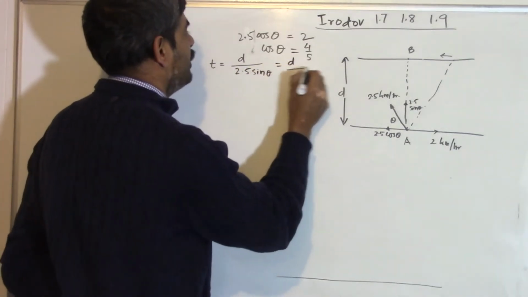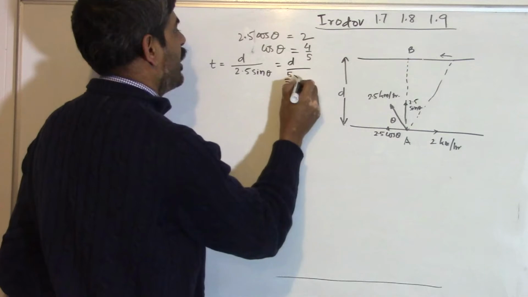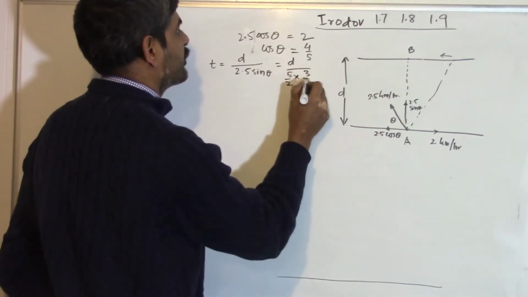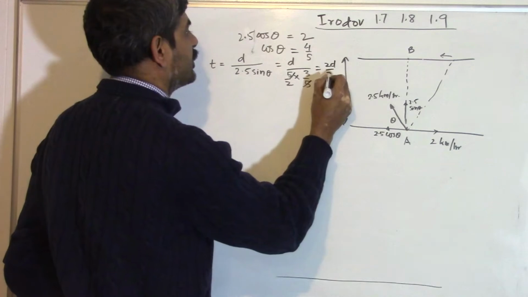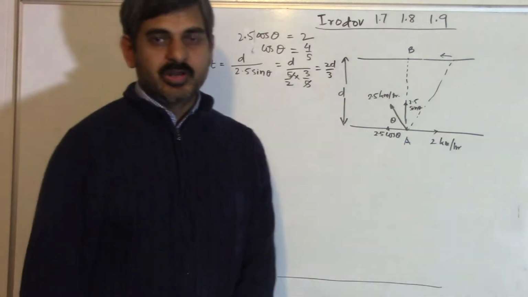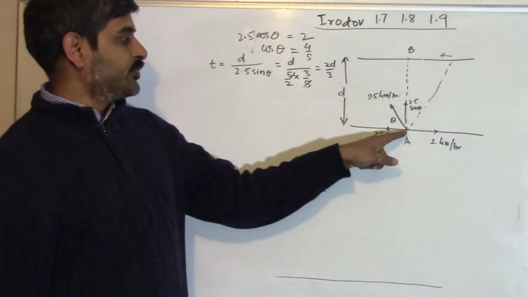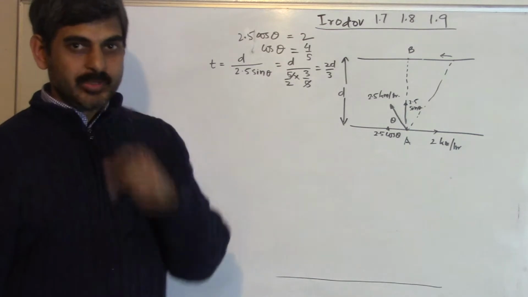We can write it as d, 2.5 is 5 by 2, and sin theta is 3 by 5. So this becomes 2d by 3. So that's the first one. This is the time this person takes in reaching B.